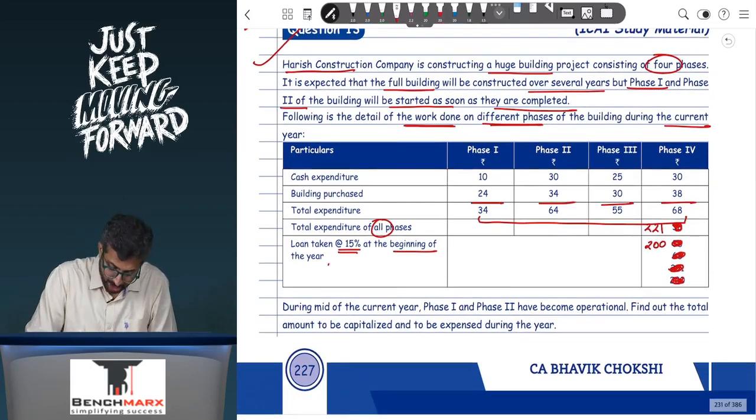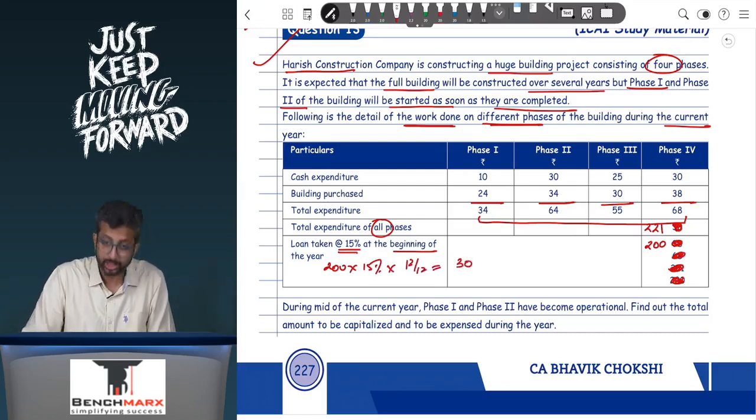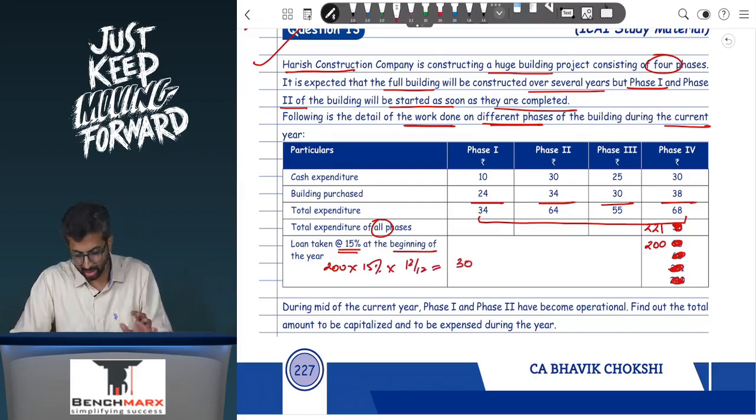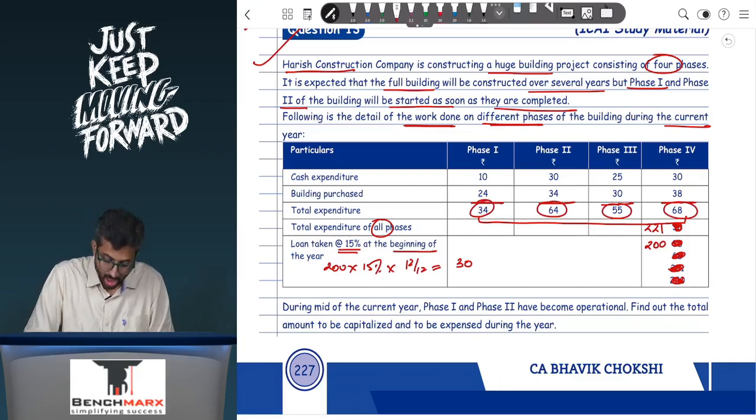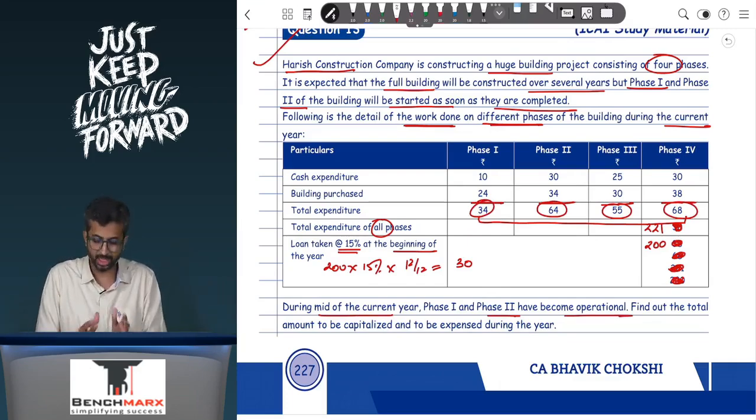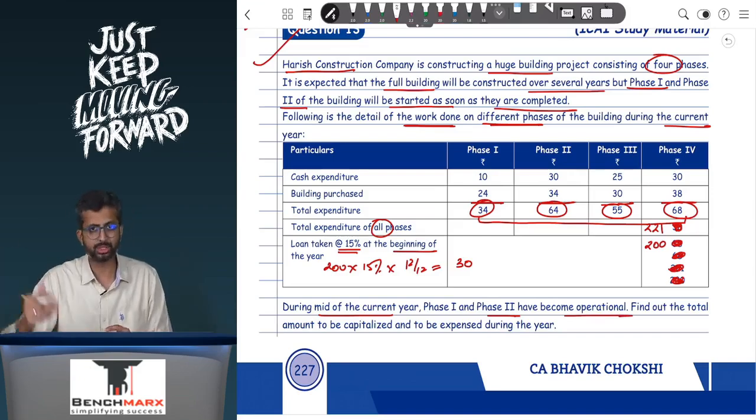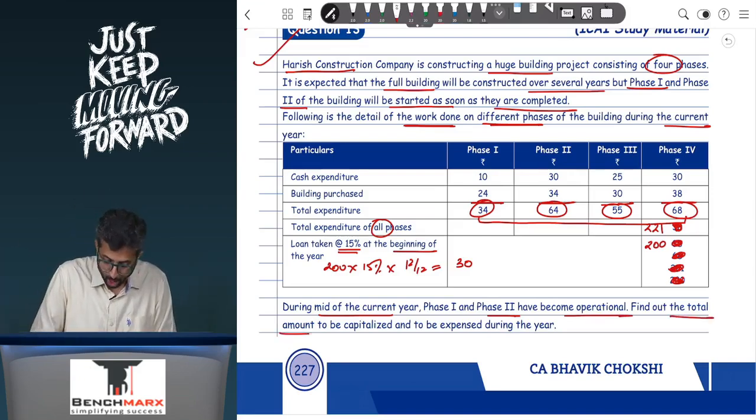So basically, if you sit to calculate the borrowing cost, this is 200 into 15%, let us say into 12 by 12. So your total borrowing cost is rupees 30. Now this 30 is attributable to phase 1, 2, 3 and 4. All of these. In what ratio? In the ratio of these expenses. So this is easy. During the middle of the current year, phase 1 and 2 have become operational. So they become ready for use, and hence capitalization, if any, for phase 1 and 2 can only be done for these 6 months. 3 and 4 capitalization for the entire 12 months. Find out the total amount to be capitalized and the amount to be expensed during the year.